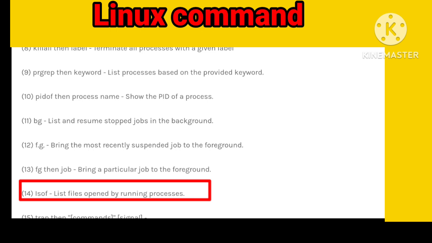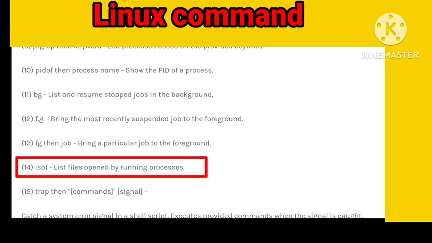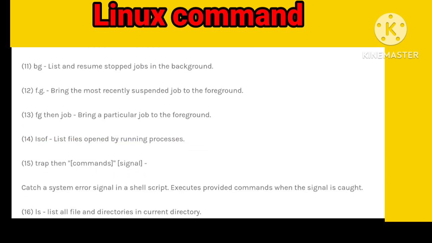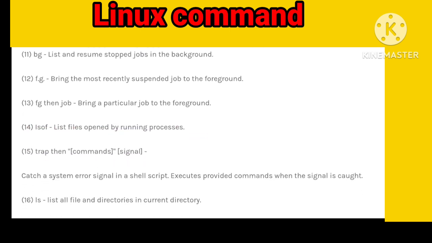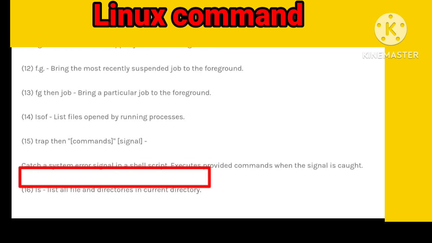Next, lsof list file opened by running process. trap and then command signal. Catch a system error signal in a shell script, executes provided commands when the signal is caught.